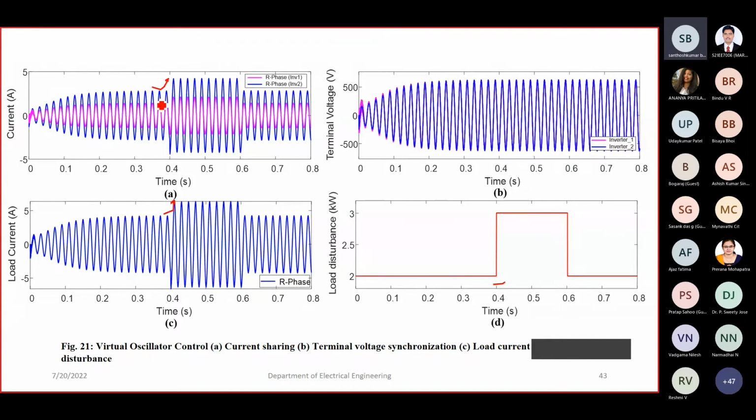Similarly, here I am considering a 1:2 ratio. The inverters share their power in a 1:2 ratio. If you take a 1:1 ratio also, it will give equal sharing, and unequal sharing is also possible with the VOC.